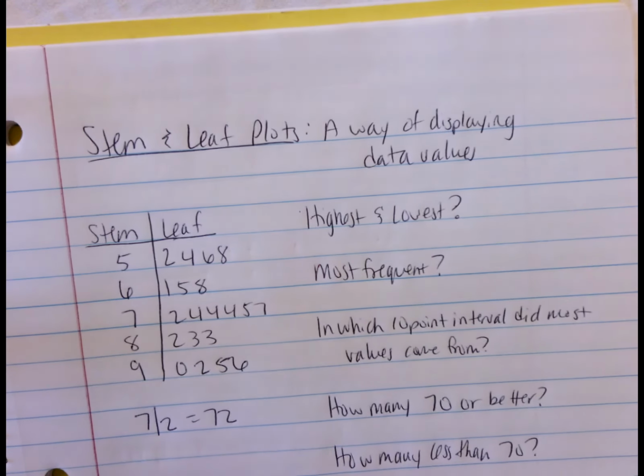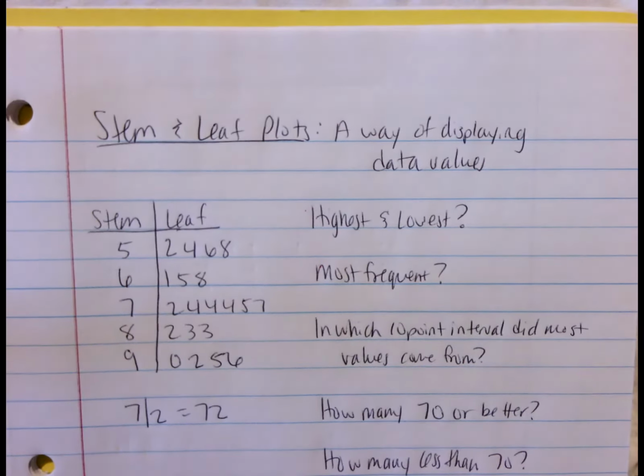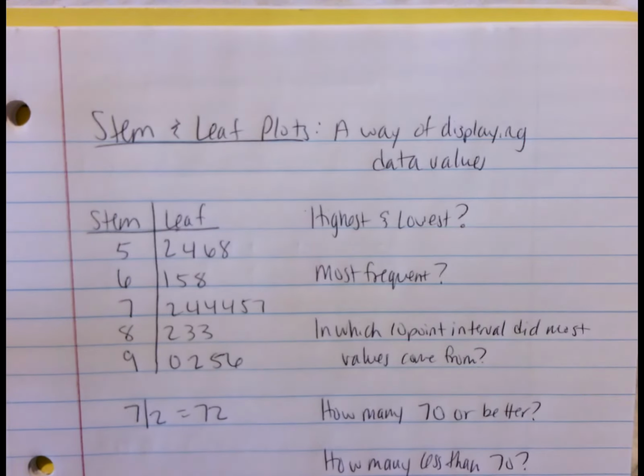Okay, so one other way that we can display our data values is with a stem and leaf plot. A box and whiskers plot really just shows you the range of things, but doesn't tell you what the individual points are. We didn't know what the individual numbers were. Here, if we look at a stem and leaf plot, it does show us our individual numbers, okay?